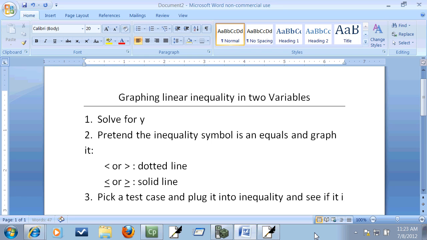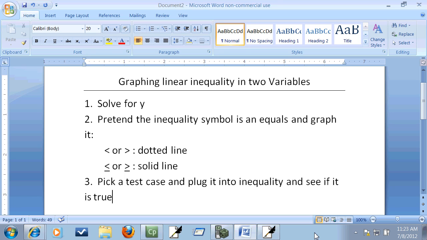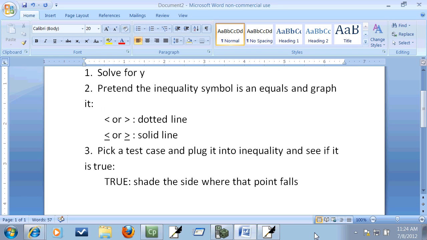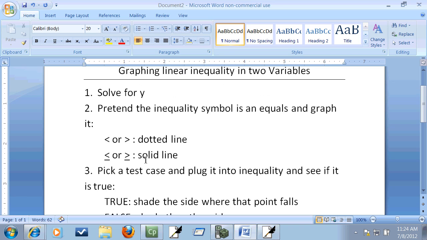See if it is true. And then we'll have one of the following things happen. If it's true, you shade the side where that point falls. What I mean by a test case is actually a point. And if it's false, then you shade the other side. So let's take a look at these steps.